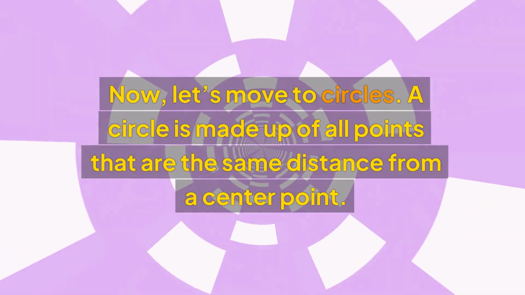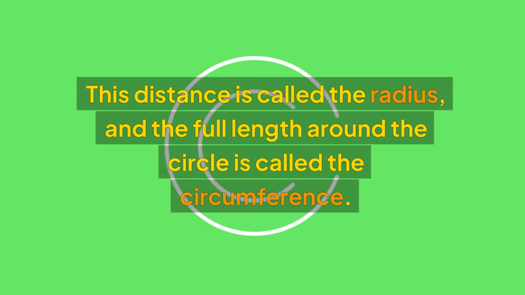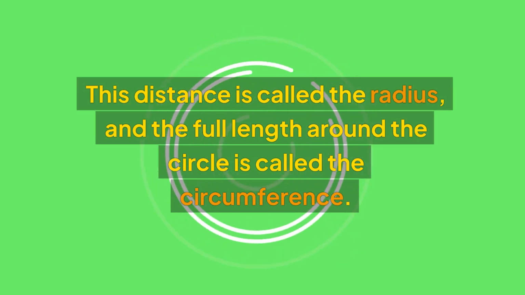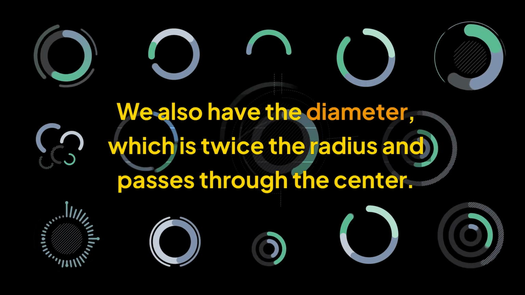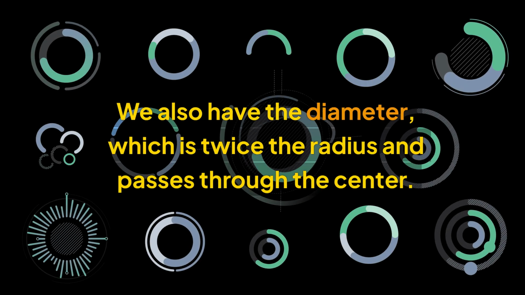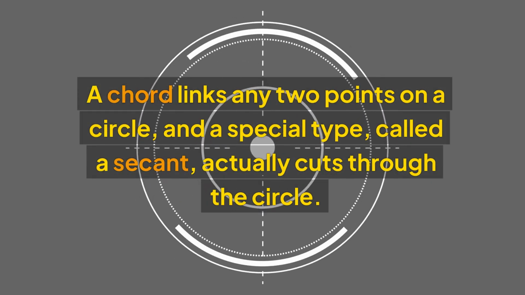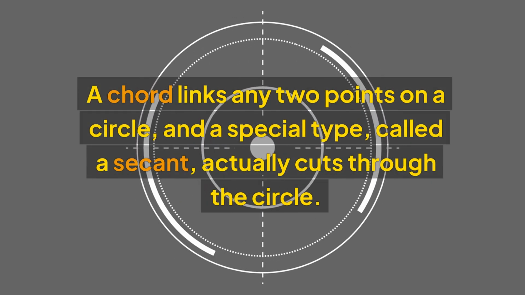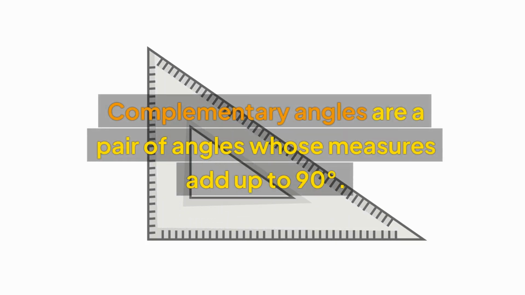A circle is made up of all points that are the same distance from a center point. This distance is called the radius, and the full length around the circle is called the circumference. We also have the diameter, which is twice the radius and passes through the center. A chord links any 2 points on a circle, and a special type, called a secant, actually cuts through the circle. Complementary angles are a pair of angles whose measures add up to 90 degrees.